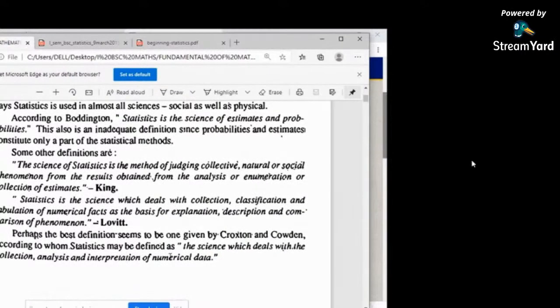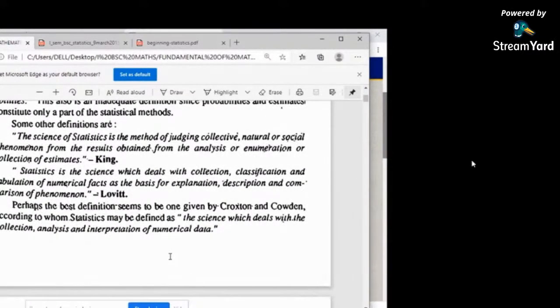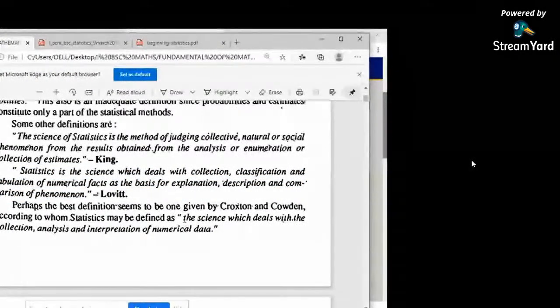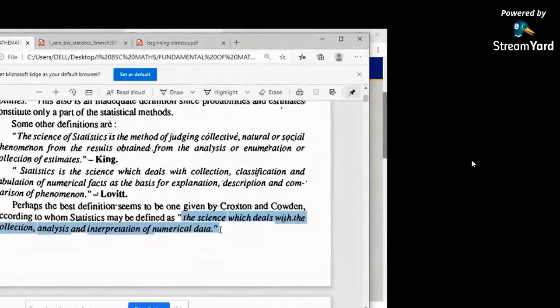These are other definitions. You can read these definitions too. Okay, this is a good definition: it deals with the collection, classification, and tabulation of numerical facts as a basis for the explanation, description, and comparison of phenomena. It is a good definition. And another definition: the science which deals with the collection, analysis, and interpretation of numerical data. It is far better than the above definitions. So it's a good definition, or the best definition compared to the ones given above.